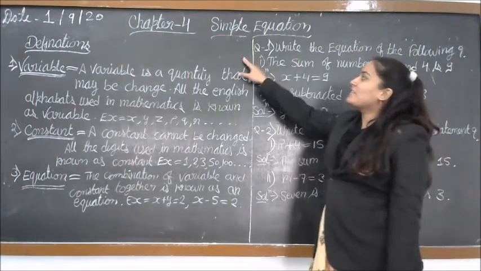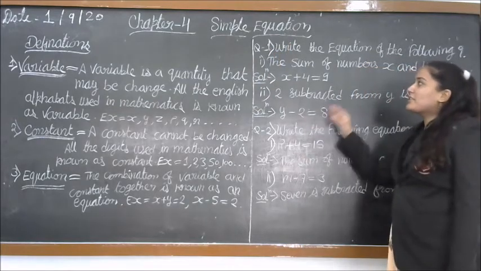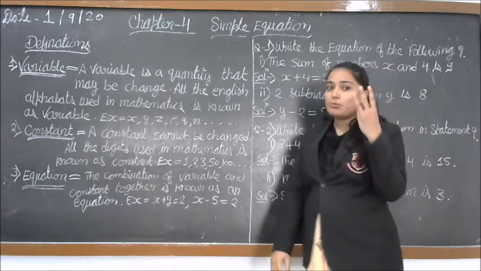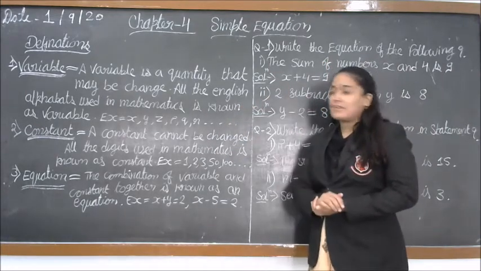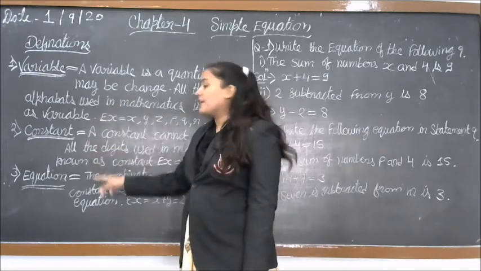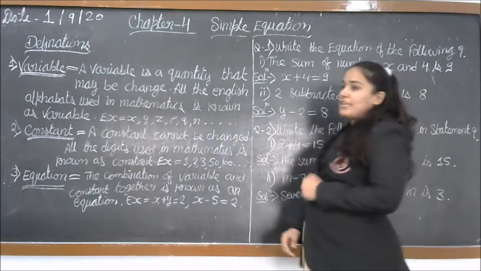Today we started chapter 4, simple equations. Before starting some questions, we discuss the definitions. There are three most important definitions in this chapter. First, variable; second, constant; and third, equation.